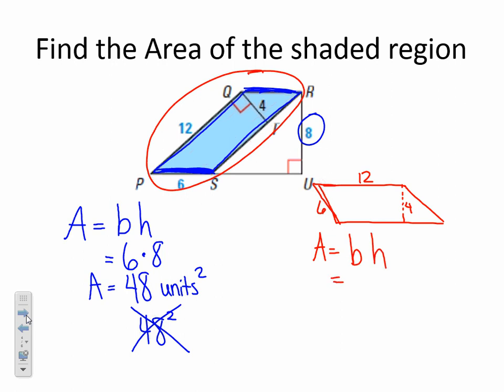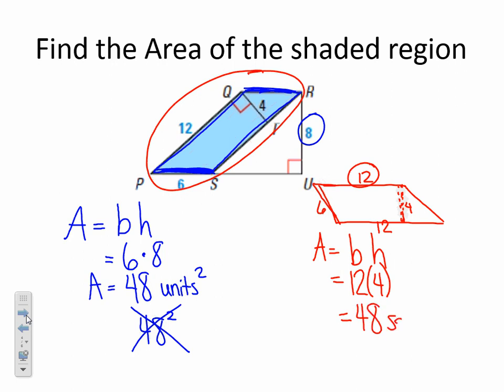What would the base be of my parallelogram? Well, if this is 12 up here, this will have to be 12 down here because in a parallelogram, opposite sides are congruent. So 12. And how tall is my parallelogram? That's what that 4 measurement is in there for, okay? Not the 6. 6 is on a slanted side. 4.